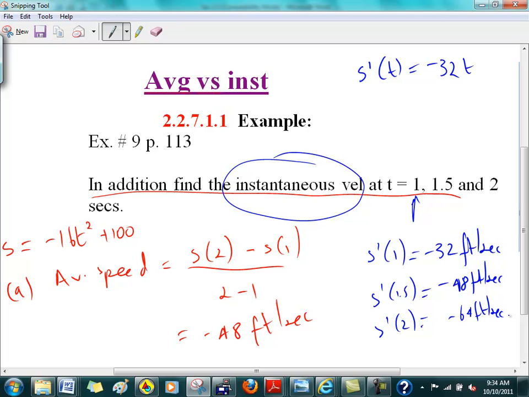Okay, the bottom line in this lecture is the difference between average velocity and instantaneous velocity. Do you guys get the difference? Do you now know what to do between the two? Jonathan, what do you do for average? Can you give me in words what average would be? Change in distance over change in time.